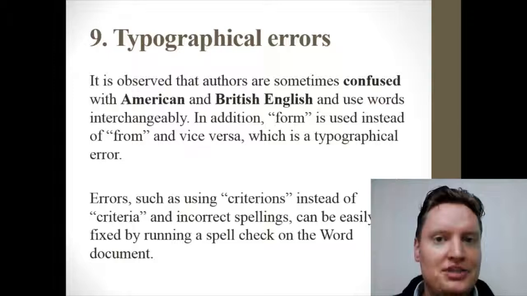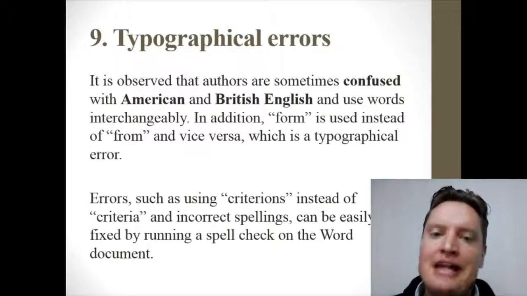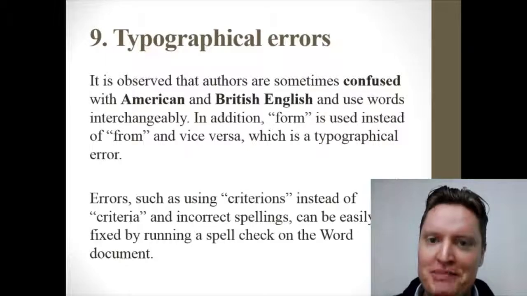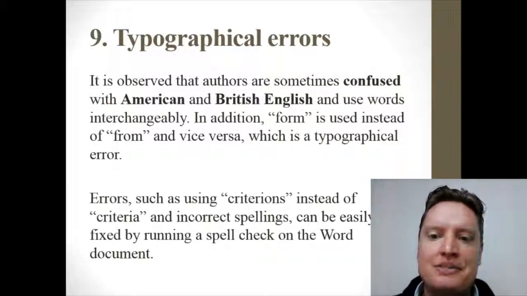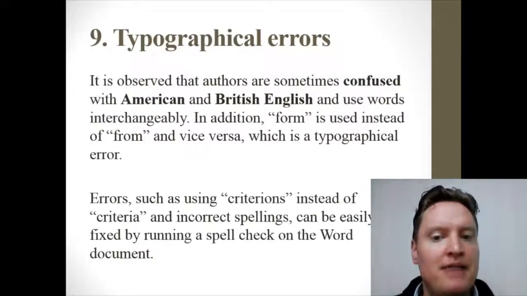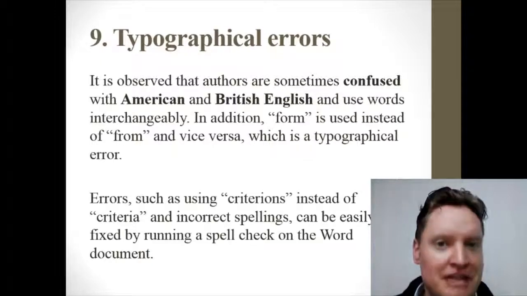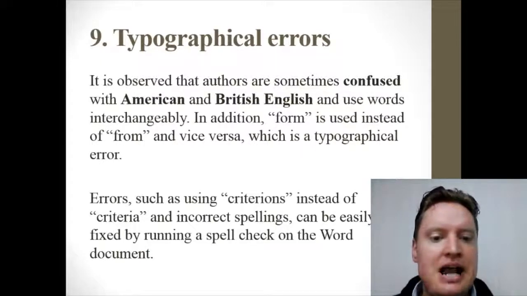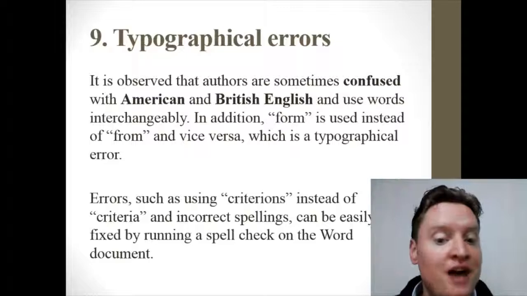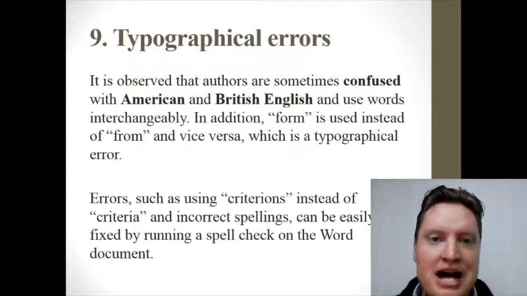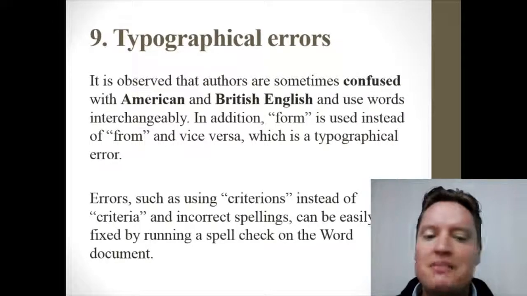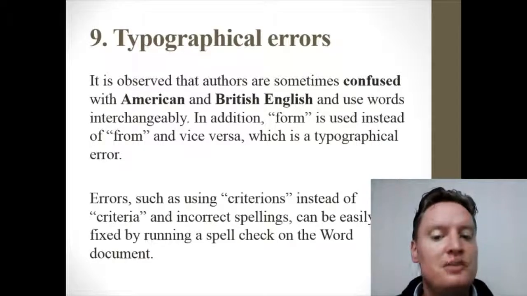Typographical errors are the last thing I want to talk about today. Sometimes American and British English conventions can be confusing, and sometimes they use words in different ways. In addition, form is used instead of from and vice versa. These are examples of typographical errors. Errors such as using criterions instead of criteria, and incorrect spellings can be easily fixed by running a spell check on a Word document.